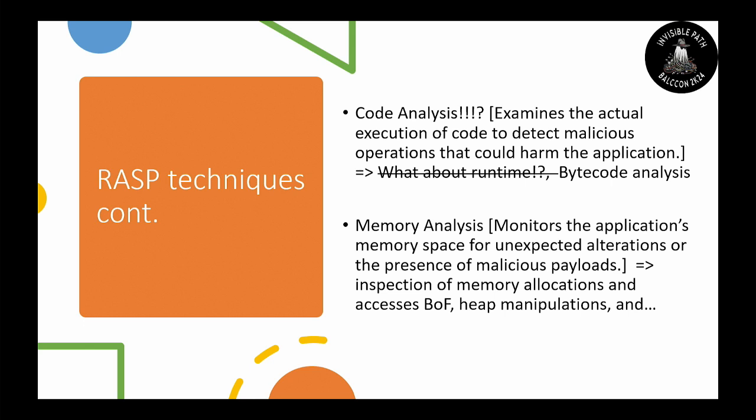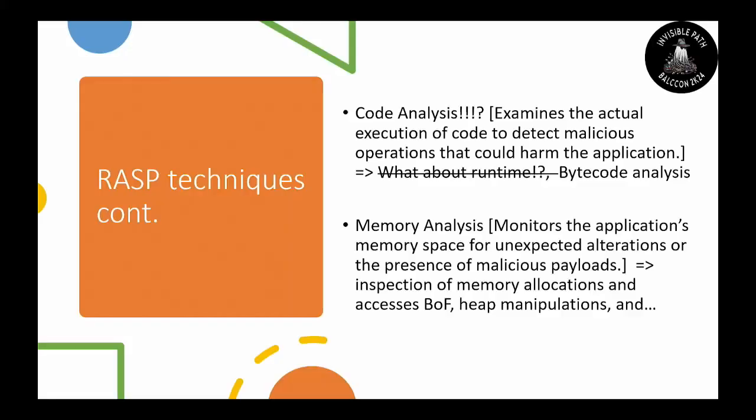And also it can be through bytecode analysis. And the memory analysis: it monitors the whole memory area and spaces to look for any kind of heap manipulation, modification, unauthorized access, buffer overflow, and these kinds of activities. And you can expect to mitigate those buffer overflow vulnerabilities within your application. So if you have a C++ application, then RASP can be the best option for you to mitigate all of those.